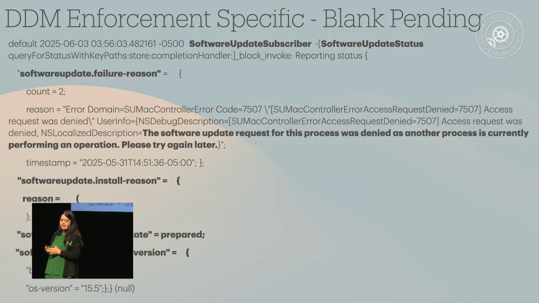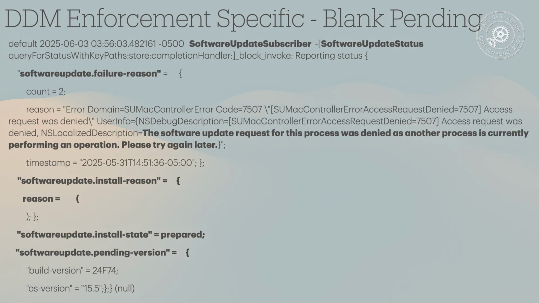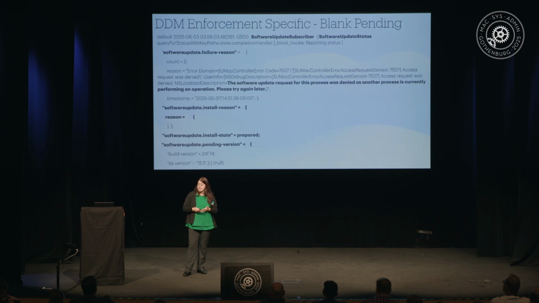Now, for this specific example, we'll see the software update, and it has a failure reason. Now, this is one of the components in the status channel report. There's a whole bunch of stuff here. But specifically for the failure reason, we're seeing that the reason was the process was denied by another process. Please try again. Fun thing right now about where we are with Apple, you can't easily find what process blocked it, but you know a process blocked it. We can also see that the install state is prepared, and the OS version listed is 15.5, which is what we want. So we can deduce that it downloaded and tried to unpack it, but it's stuck there.